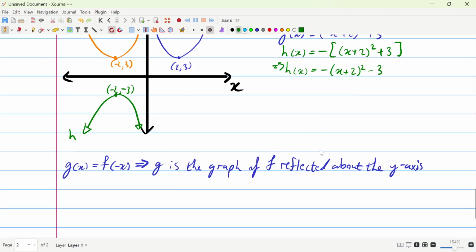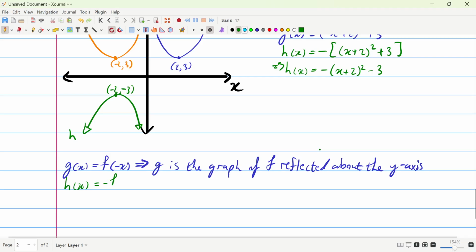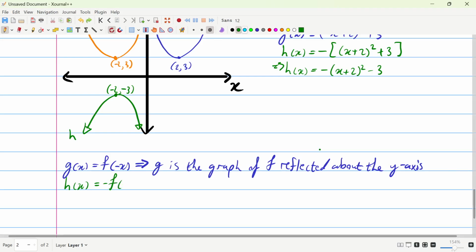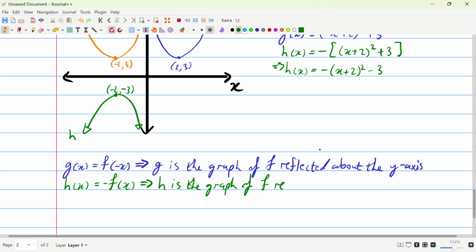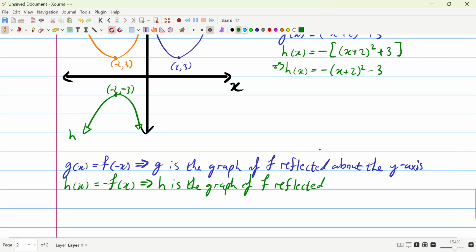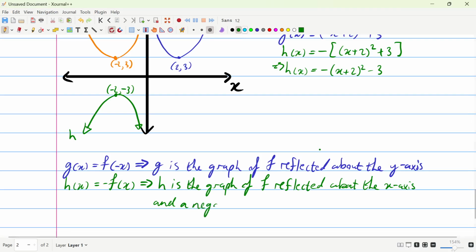And then if we look at the graph of h, we can clearly see that h of x equals negative f of x. We're going to describe this from what we've transformed, right? H is the graph of f, first of all, reflected about the x-axis and a negated concavity.